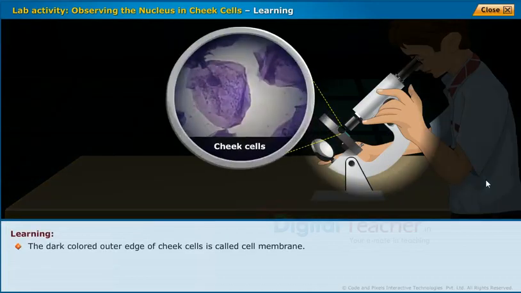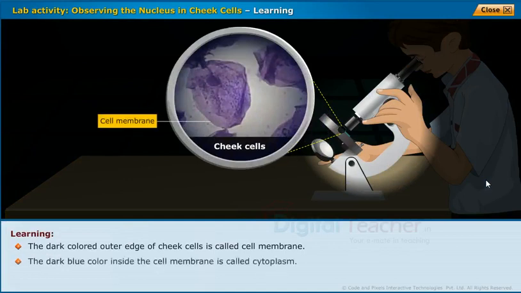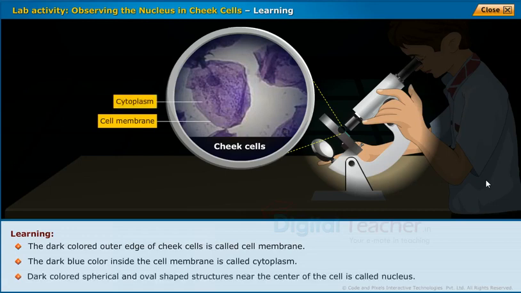The dark-colored outer edge of cheek cells is called cell membrane. The dark blue color inside the cell membrane is called cytoplasm. Dark-colored spherical and oval-shaped structures near the center of the cell is called nucleus.